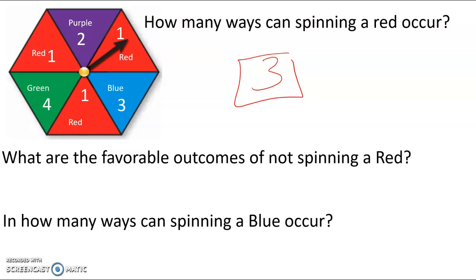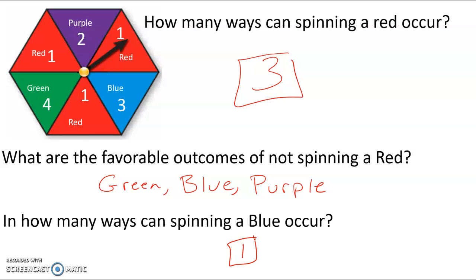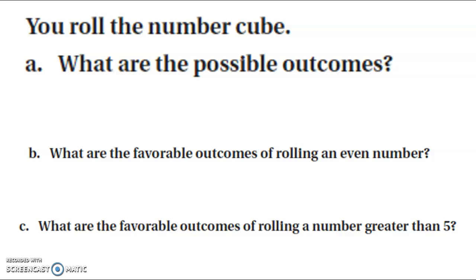What are the favorable outcomes of not spinning a red? There is a green, there is a blue, and there is a purple. So those are the favorable outcomes of not spinning a red. How many ways can spinning a blue occur? There is only one that is blue. All right, let's turn the page. Oh, sorry, same page. It's at the bottom.